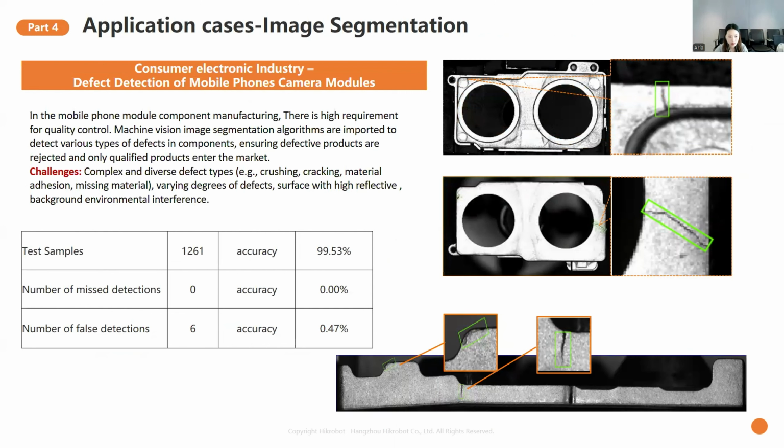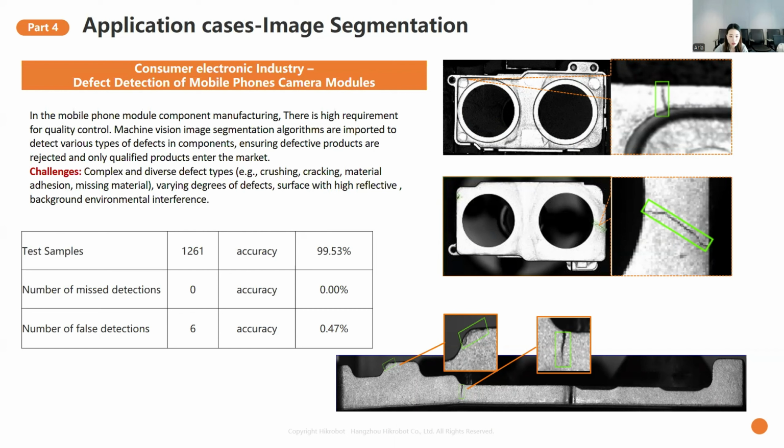The last part is some successful cases across different industries with our deep learning algorithm. The first application case is image segmentation in the consumer electronics industry for quality control of mobile phones. In mobile phone modular components manufacturing, there is a requirement for quality control. So image segmentation algorithms are important to detect various types of defects in components, to make sure defective products are rejected and only qualified products enter the market.